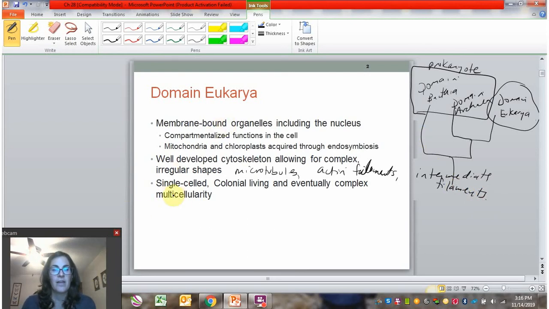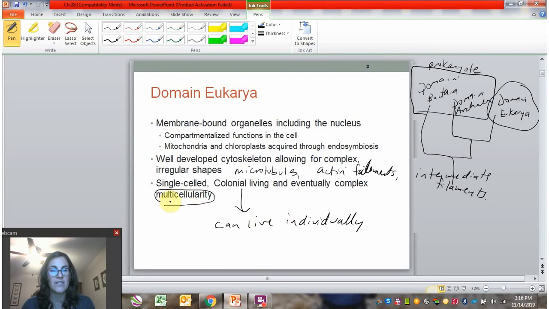Domain eukarya can include single-celled or unicellular organisms, colonial organisms, and organisms that display true multicellularity. So single-celled means the organism is entirely just one cell. So again, another word for that is unicellular. If they're living colonially, that means they can live apart, or they can live together. So a colony, like they're choosing to live together, they might even be getting benefits from living together, but they don't have to live together. They can live on their own.